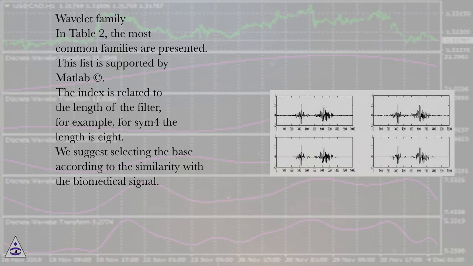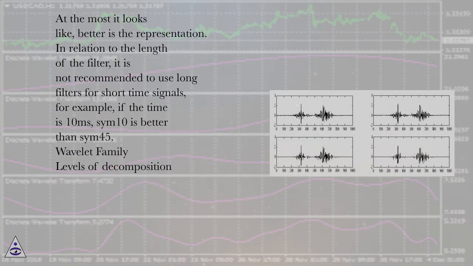Wavelet family. In Table 2, the most common families are presented. This list is supported by MATLAB copyright. The index is related to the length of the filter, for example, for SIM4 the length is 8. We suggest selecting the base according to the similarity with the biomedical signal. The more it looks like, the better the representation.